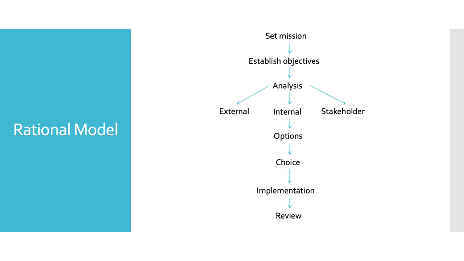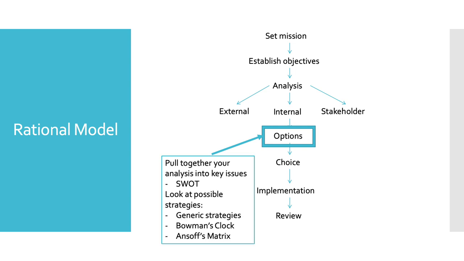Once we've undertaken full analysis, our problem is that we have a large amount of data. So we'll have found lots and lots of bits of information about things that might impact on our organisation and its chosen strategy. So within the next stage of the rational model, we have options. In other words, what we do here first of all is we try and pull our analysis down and filter it down into key issues, which is essentially SWOT analysis.